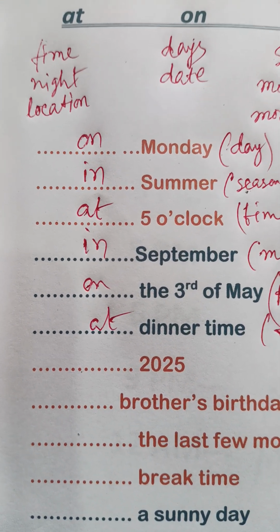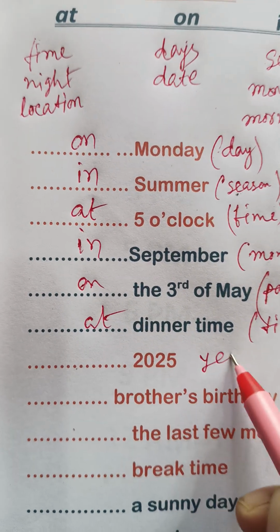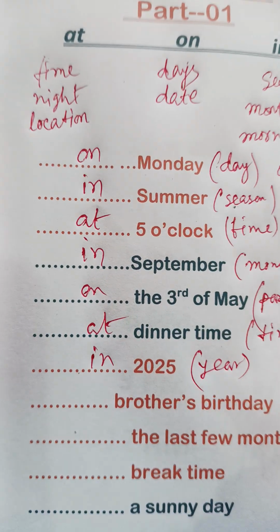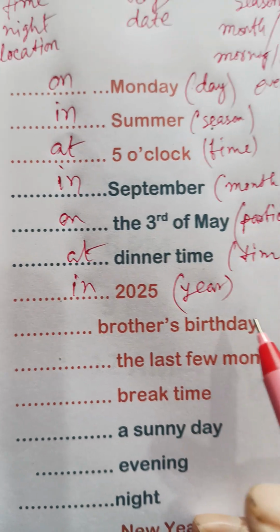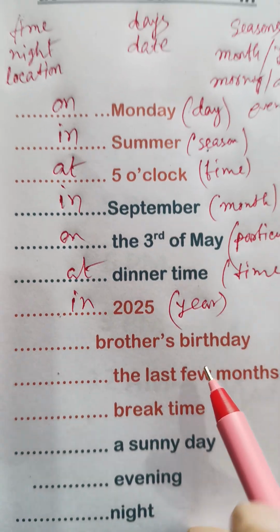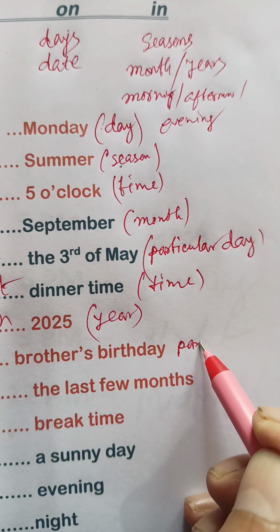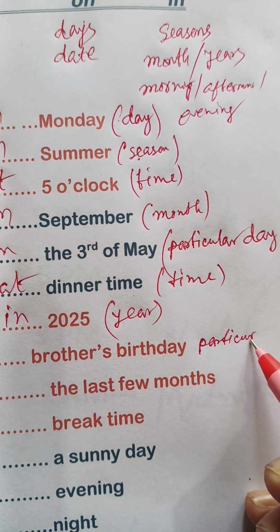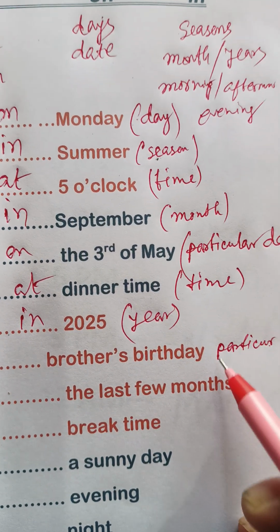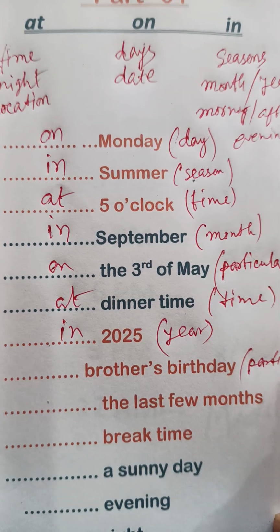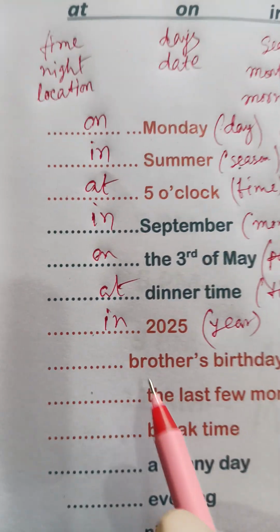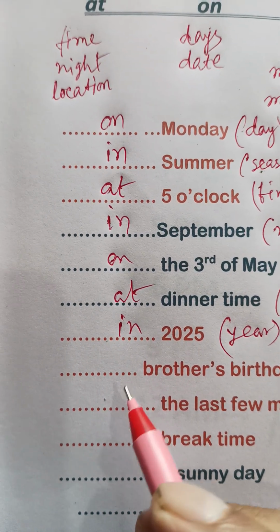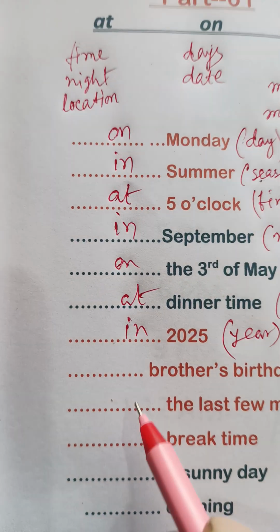2025 is a year, so we use in. Brother's birthday is a particular day, so we use on.